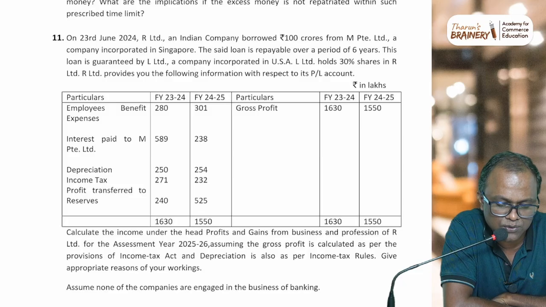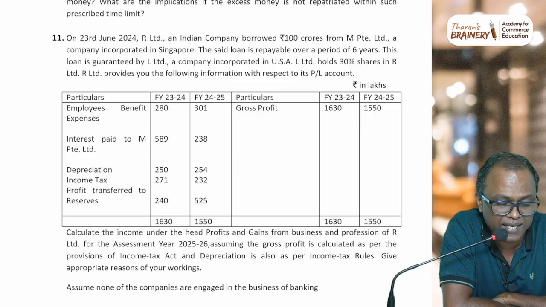Here the party in Singapore is actually an unrelated party. MPT Limited is an unrelated party located in Singapore. From that MPT Limited, this Indian entity borrowed a loan of 100 crore. So there will be no AE directly, but the problem is that the said loan is repayable over 6 years.